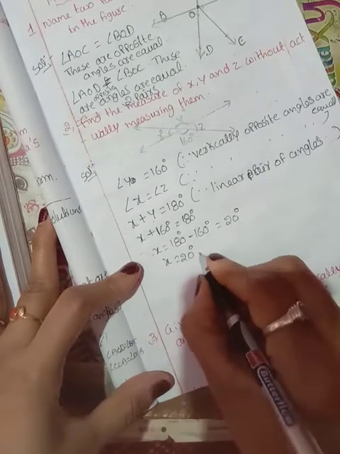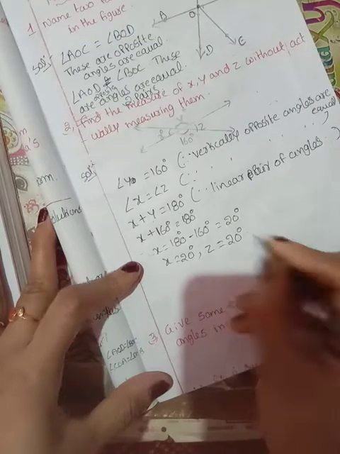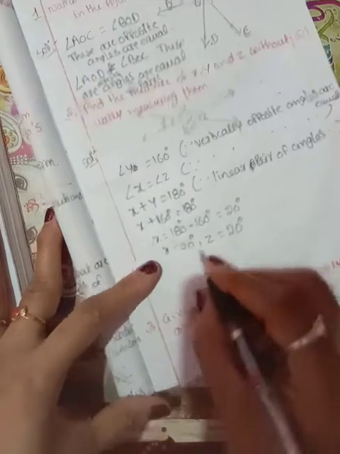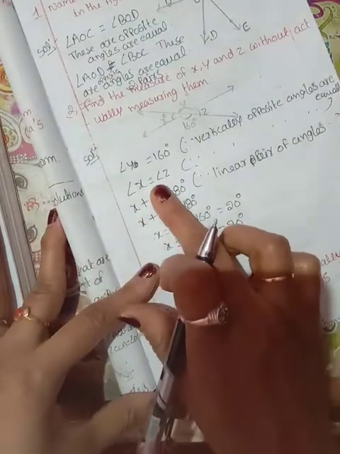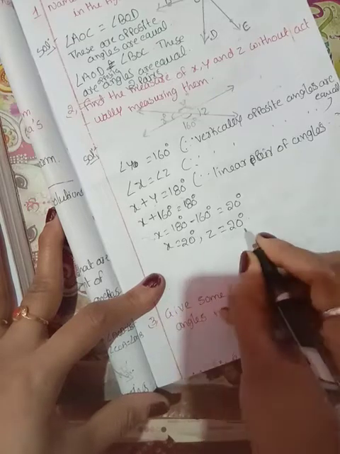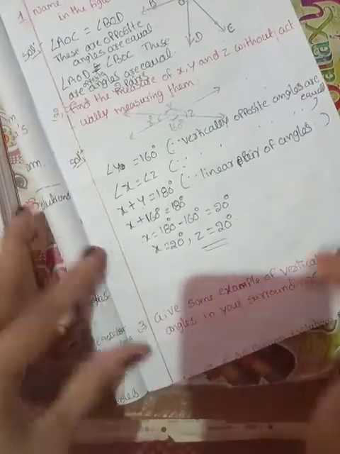In the same way, z is also 20 degrees. Why? Because x and z are vertically opposite angles, and vertically opposite angles are equal. So x equals 20 and z is also 20. You can understand neatly, Gagan.